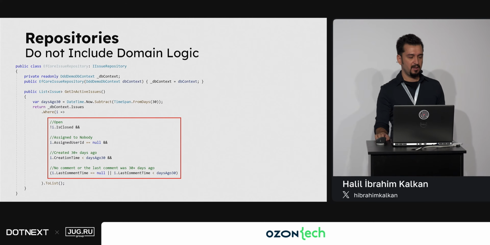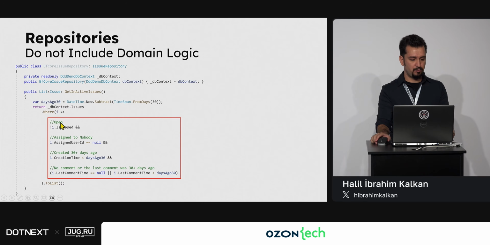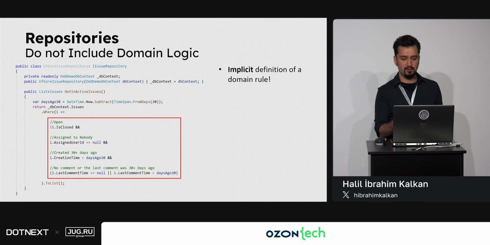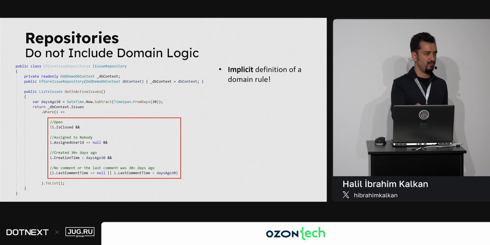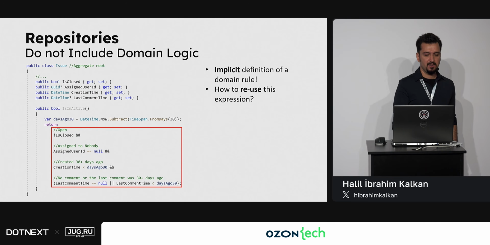For example, if the inactive issue logic is like that, it should be open, it should be assigned to nobody, created 30 days ago or more, and there is no comment in the last 30 days. If this is the rule, actually this is an implicit definition of a domain rule. This should not be included in the repository or data access logic, because we may want to reuse it. How to reuse this expression, for example?